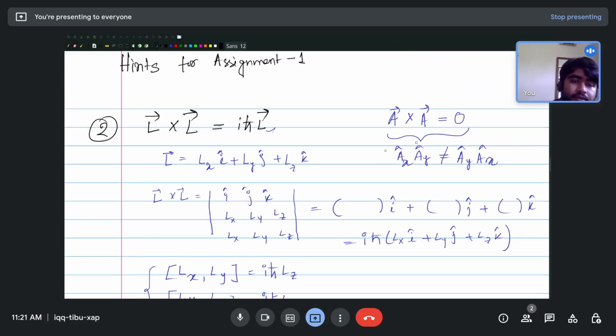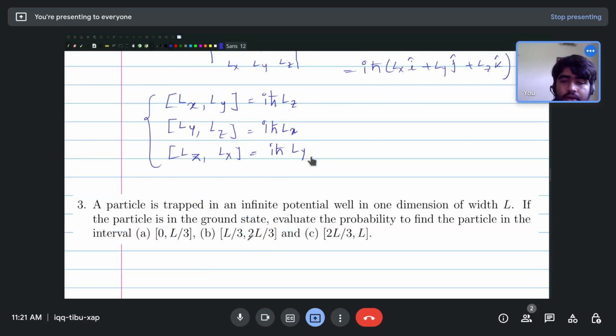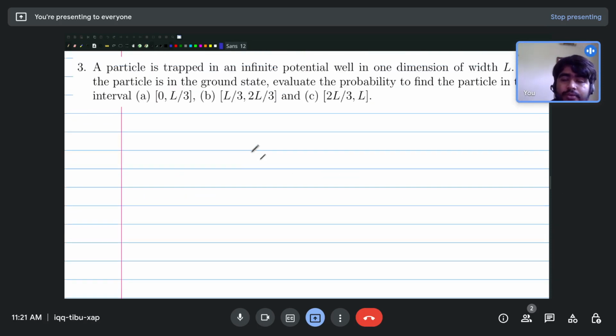As I mentioned, please remember that for normal vectors, this was the condition, but not for quantum mechanical operators. Alright, so let's move on to the next problem.